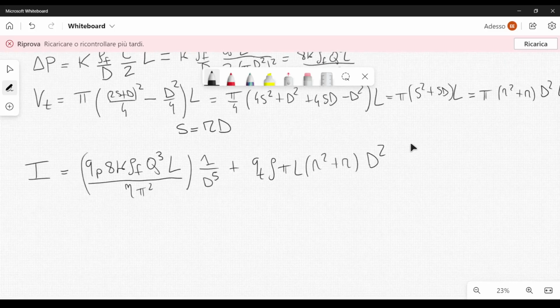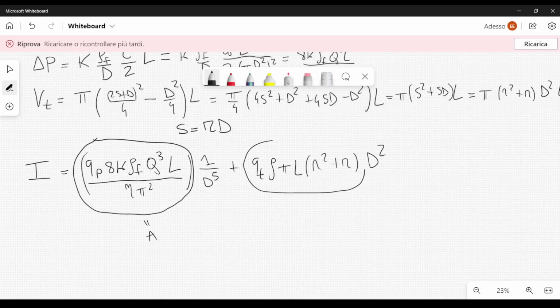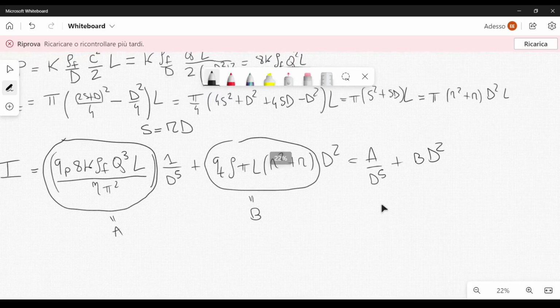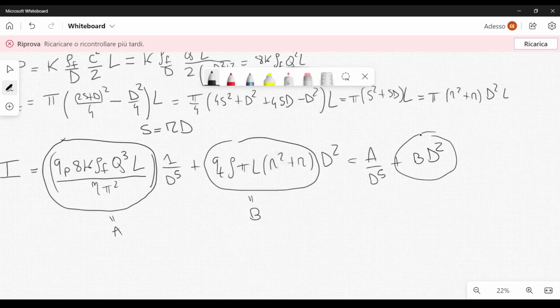Now let me call this coefficient here a, so this is a, and this coefficient here is going to be b. So we have a over d to the fifth power plus b d squared. And this is an interesting function because you can see that the larger the diameter, the greater will be this term, and the smaller will be this term, because we have more material to purchase, and therefore this part of the cost will increase, but we have a smaller cost related to the pumping system. So we have less energy per unit time that we have to transfer to the fluid.